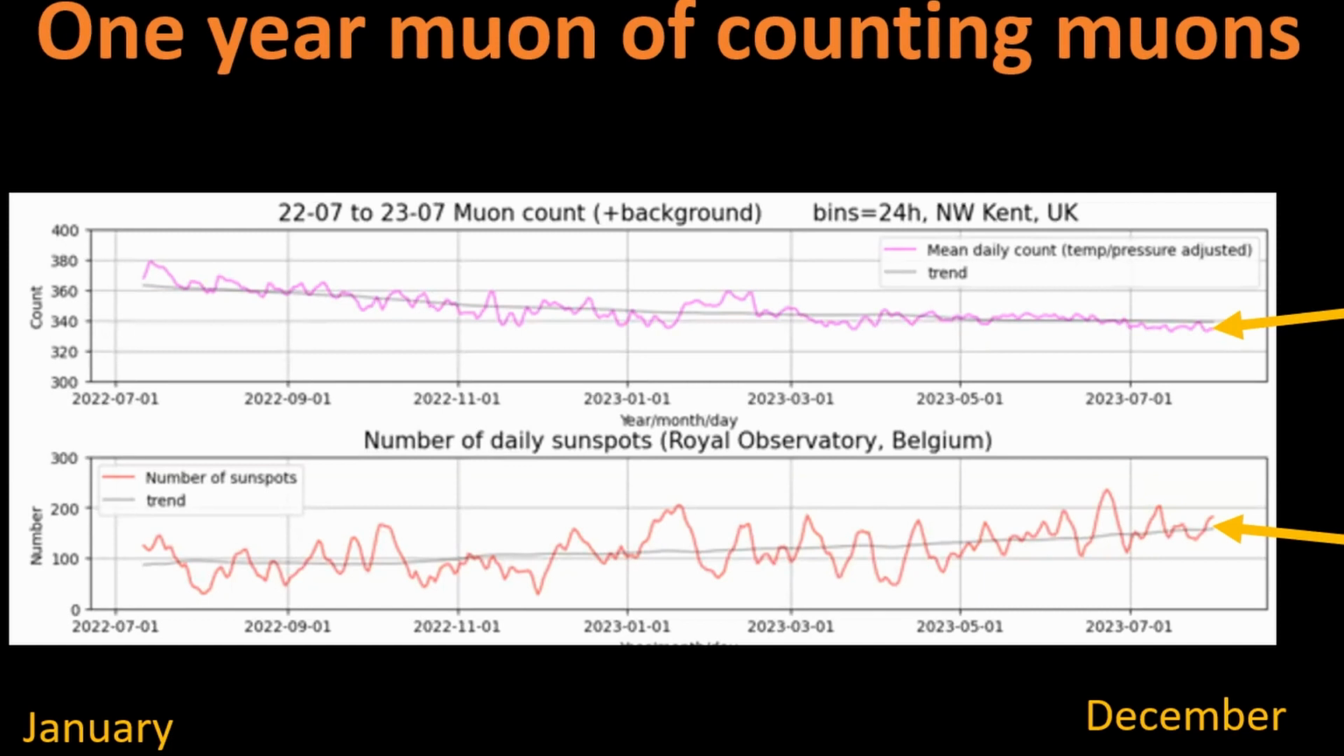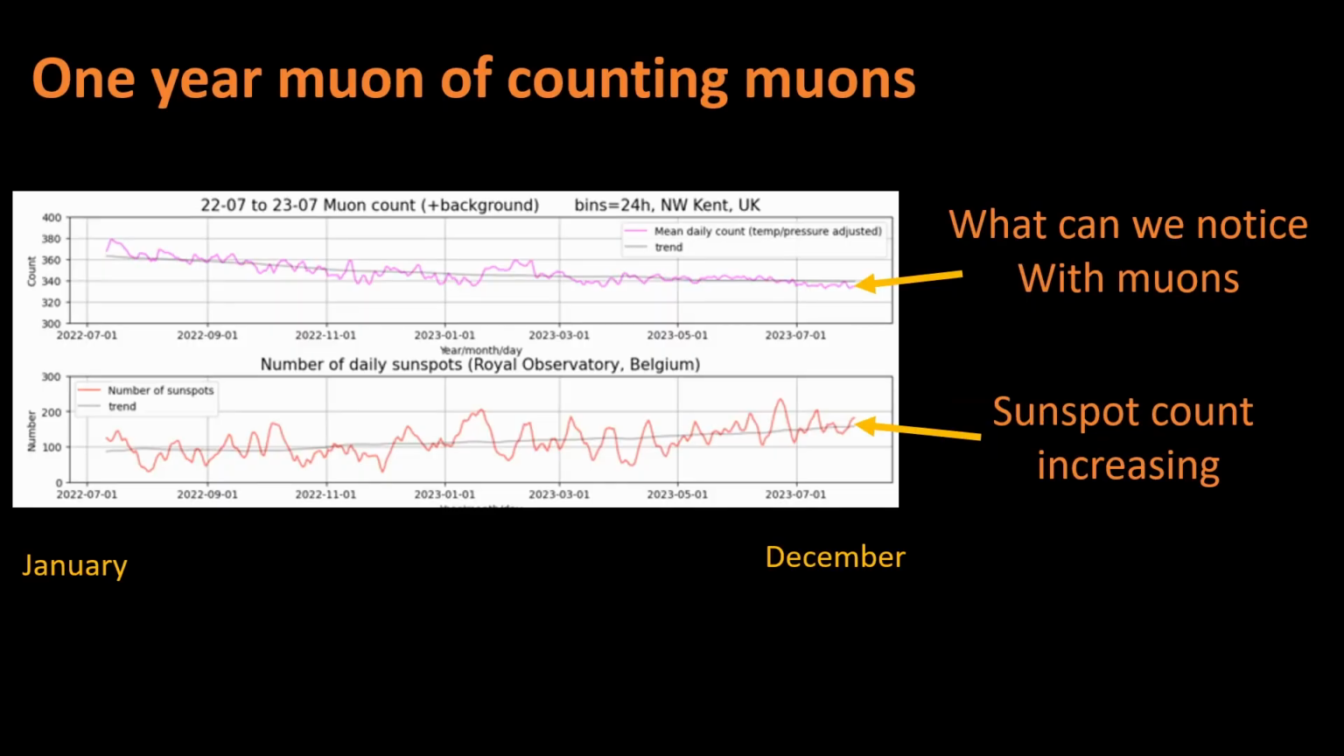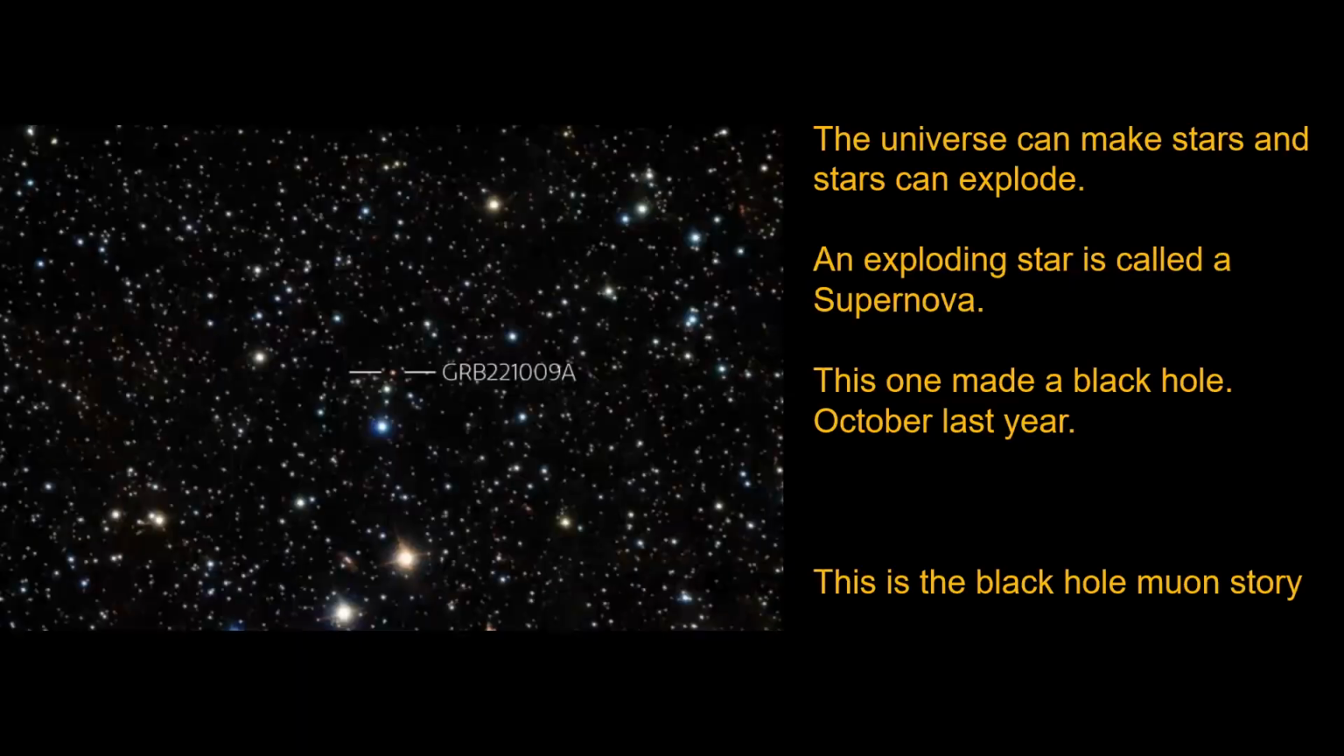And if we count muons for a year, as this guy did, what's happening there? It's decreasing. And this is to do with the Earth being a magnet and more muons being deflected into space rather than coming to the ground and being collected. Yes, decreasing. Okay, now we're back to this story.